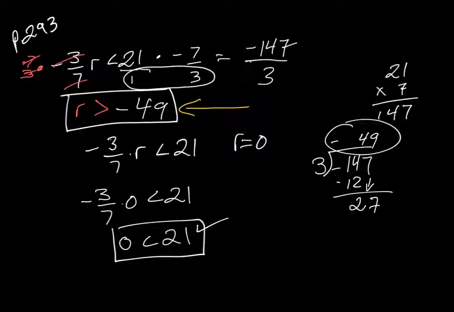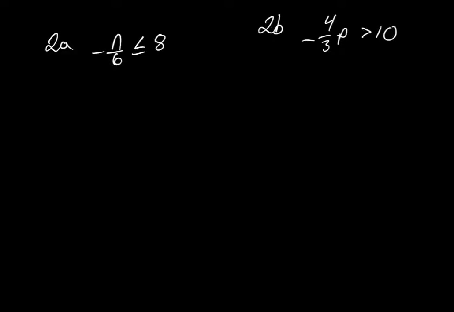Again, another long explanation, okay? But you can do it. I'm going to give you a few examples that you could try on your own to solve. This is 2a at the bottom of page 293. You have n over 6 is less than or equal to 8, and then you have the negative. And let's do 2b. 2b is 4 over 3p with the negative is greater than 10.